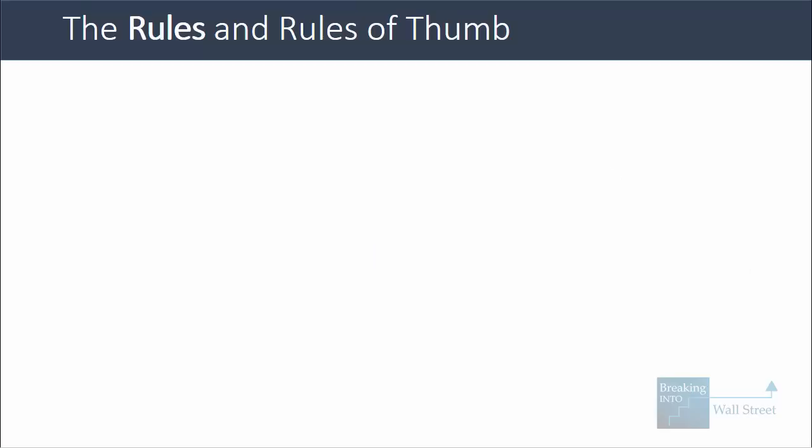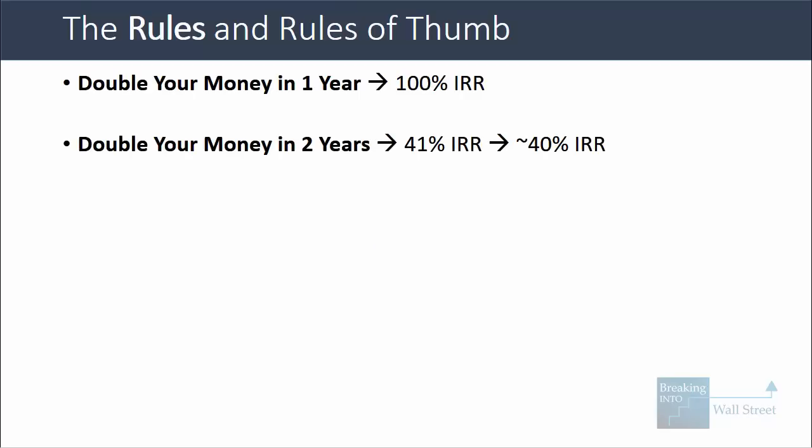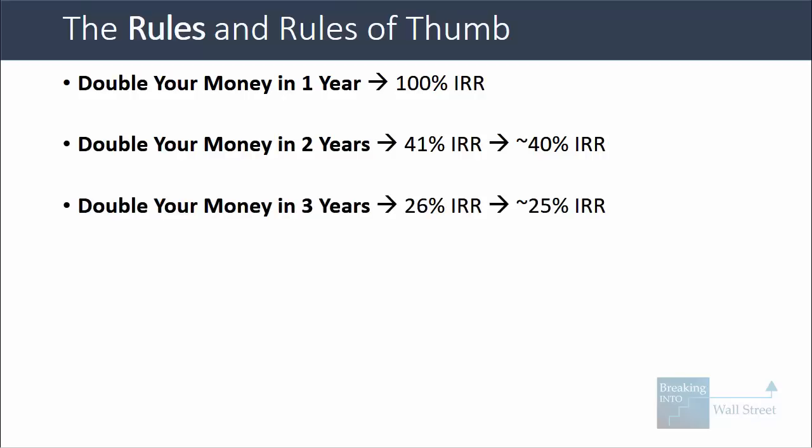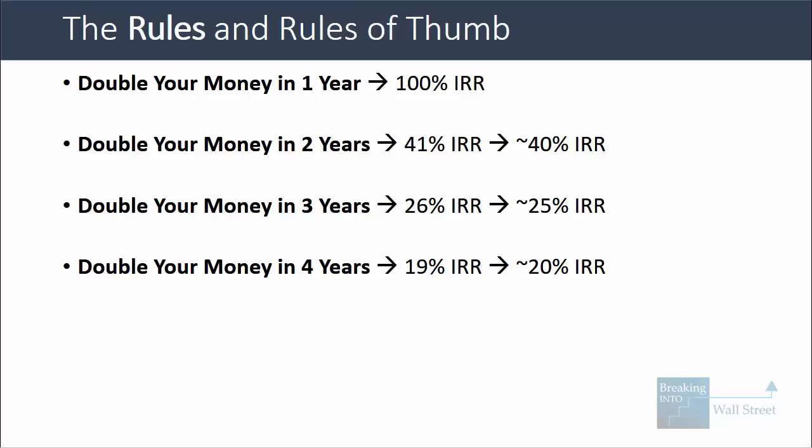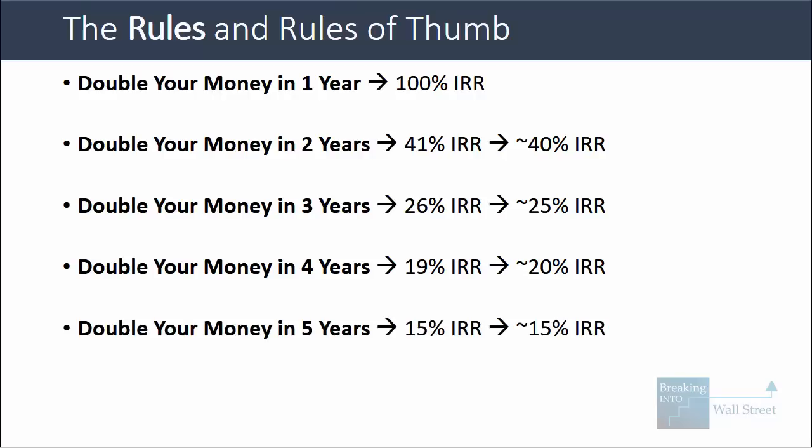Here's the full set of rules and rules of thumb. If you double your money in 1 year, it's a 100% IRR. 2 years, it's 40%. 100% divided by 2 is 50%, and then make the IRR less than that. 3 years, it's about 25%. 4 years, once again, 100% divided by 4 is 25%, and then you make the IRR less than that, so it's about 20%. 5 years, same idea, it's now about 15%.